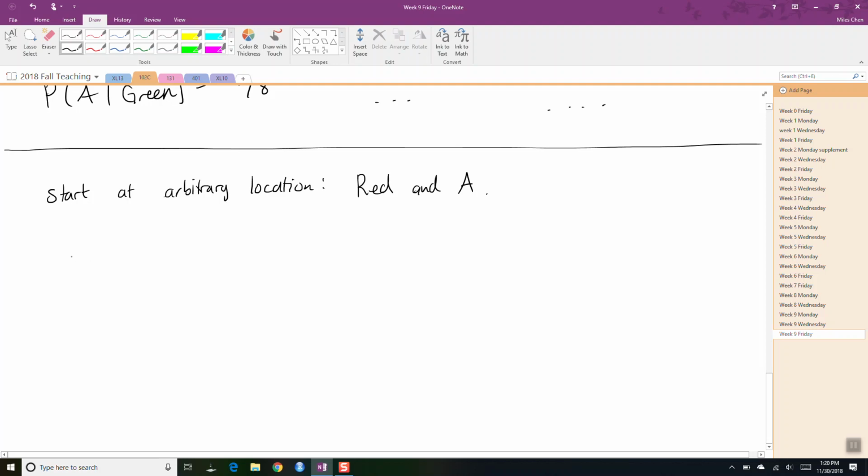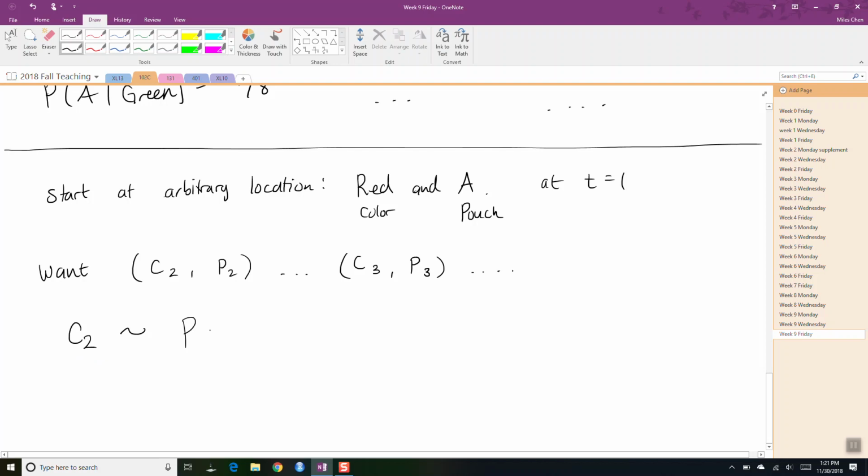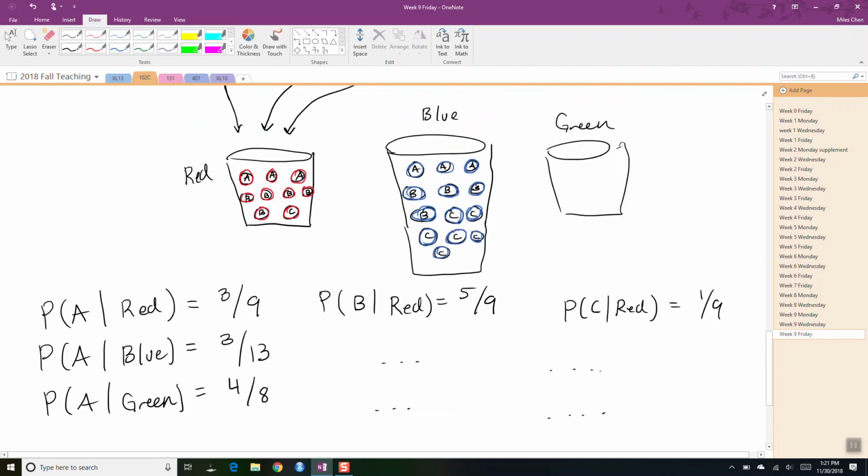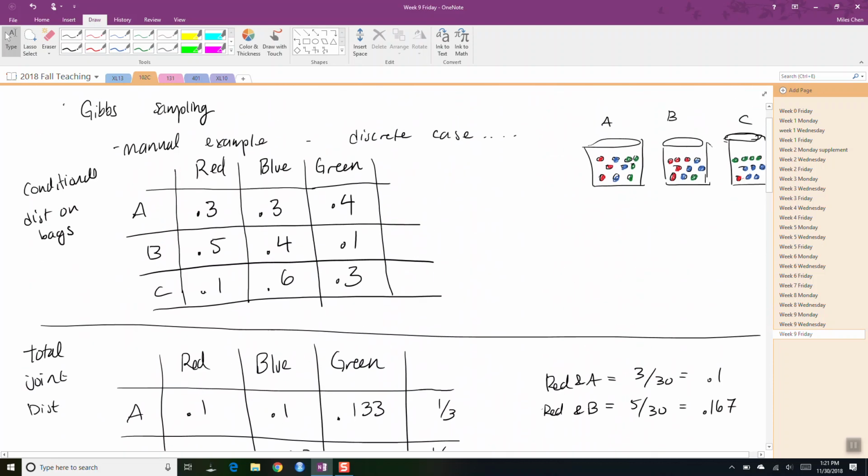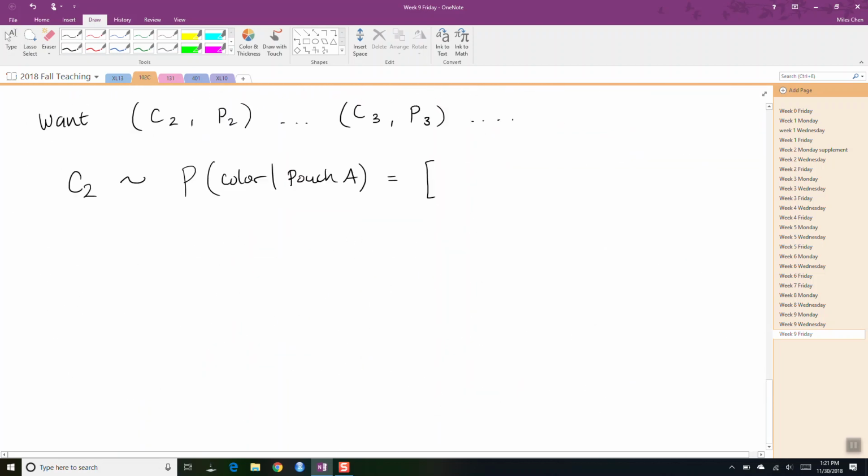So this will be color and pouch. We're going to sample, and this will be at t equals 1. Then what I want is to get color at time 2 and pouch at time 2, and then color at time 3 and pouch at time 3, et cetera. Color at time 2 is going to come from the distribution of color given pouch A, which is 0.3, 0.3, 0.4 for red, blue, green.